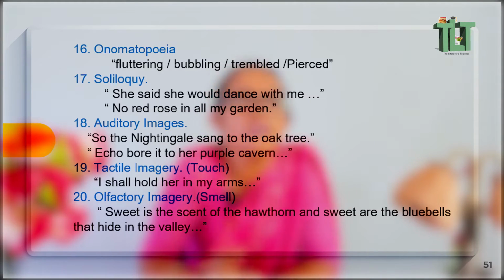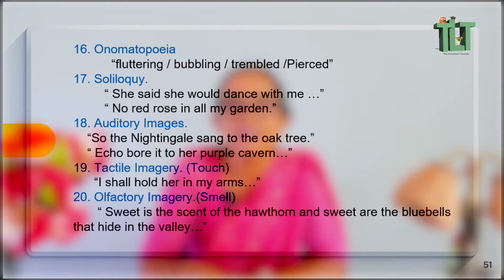Soliloquy. Son, soliloquy means what is spoken alone. She said that she would dance with me if I brought her a red rose. No red rose in all my garden. So those things. Auditory image. So the nightingale sang. These songs are auditory images, son. Echo a boy to her purple cavern. These echoes. Right. Touch imagery, tactile imagery.